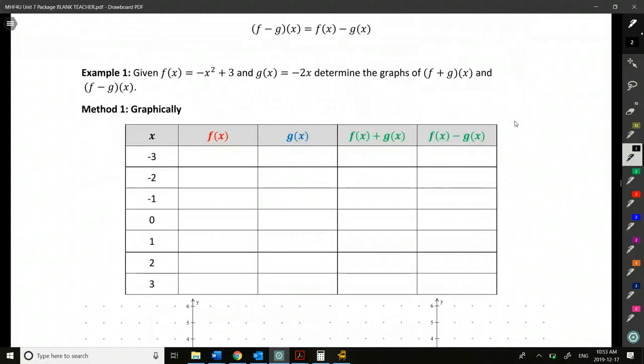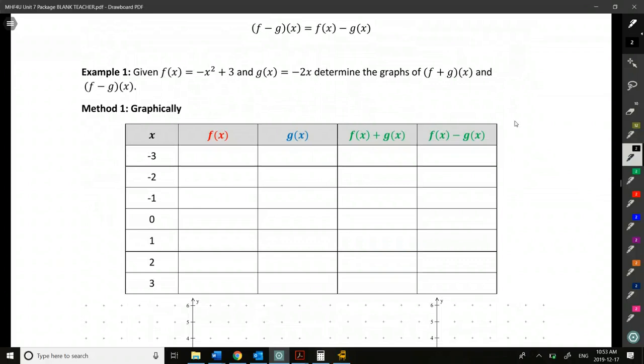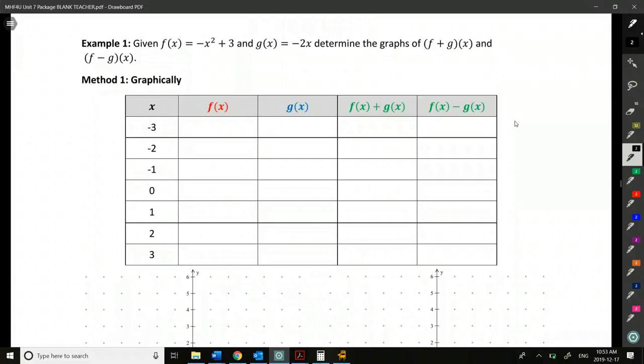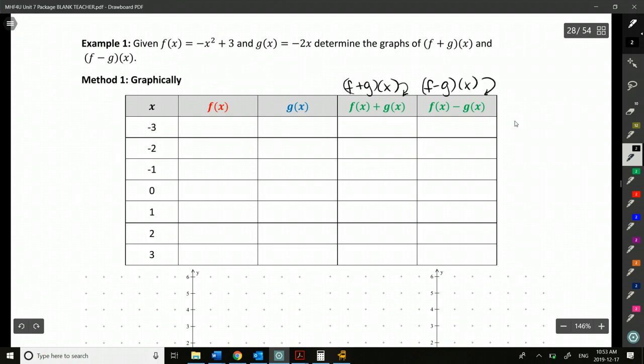So just as an example here for you guys, we have f at x equals negative x squared plus 3, and g at x equals negative 2x. We want to determine the graphs of f plus g at x and f minus g at x. Just to remind you, f plus g at x is really just equal to f at x plus g at x, and f minus g at x is really just equal to f at x minus g at x.